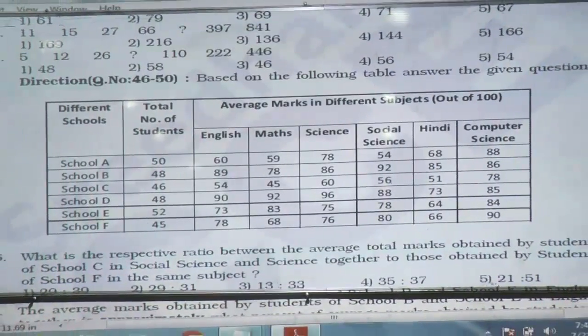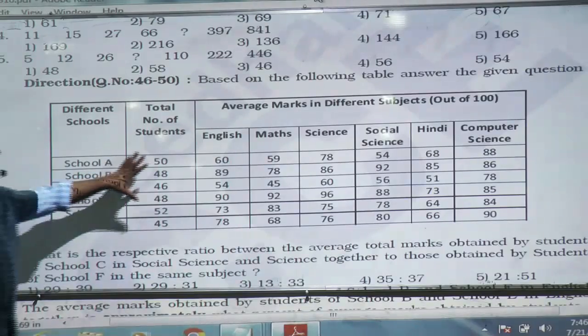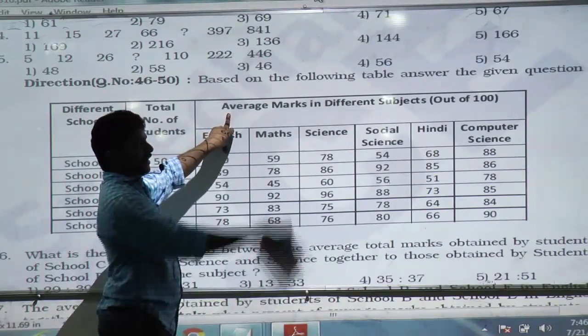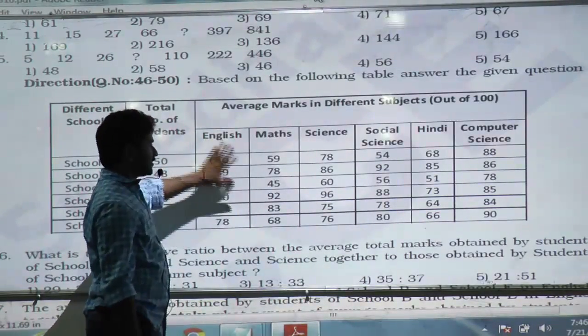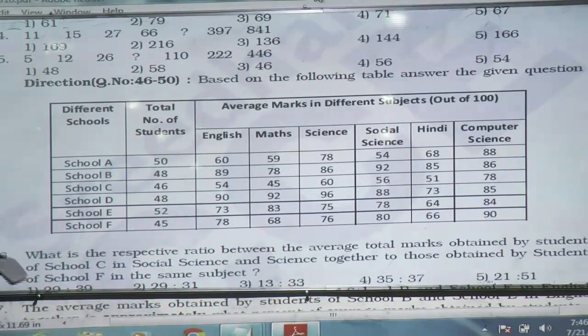Next, 46. These are total number of students, average marks in different subjects, and every subject is for 100 marks. These are all average marks obtained by 50 students of school A. Now 46.